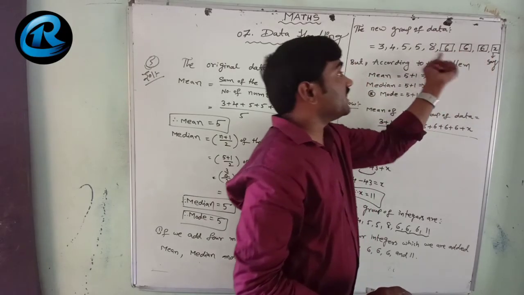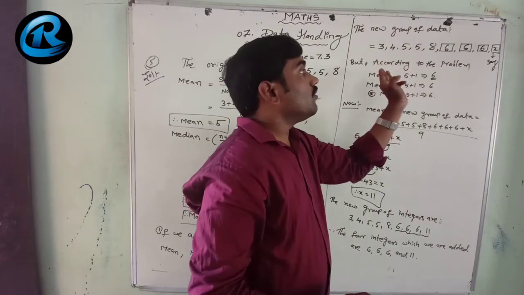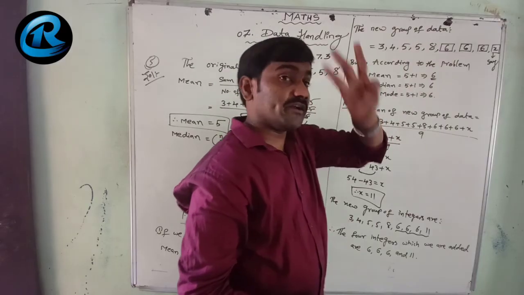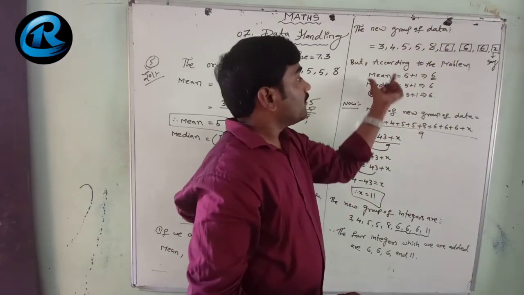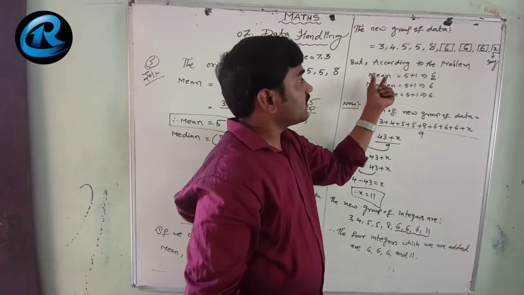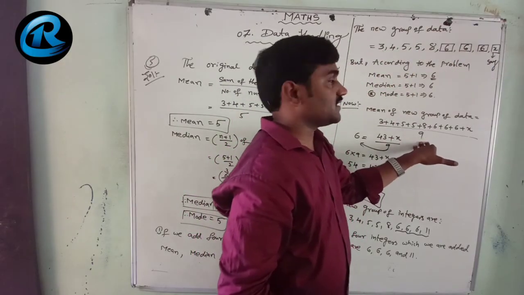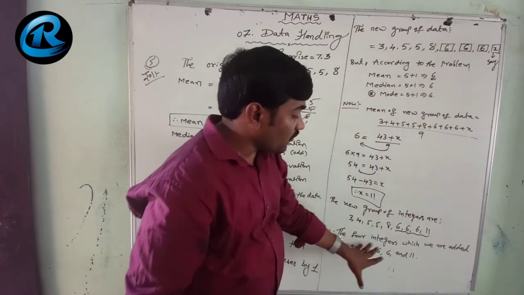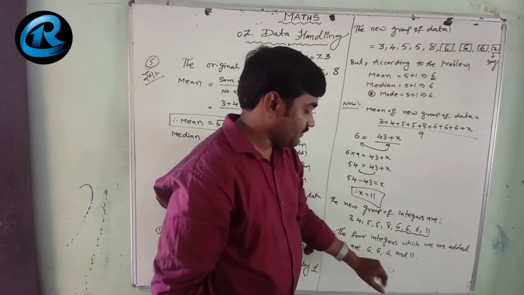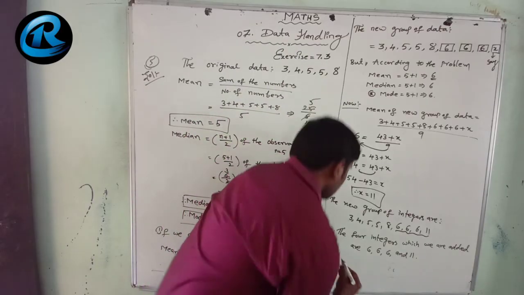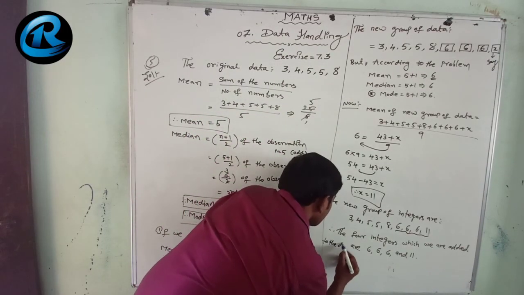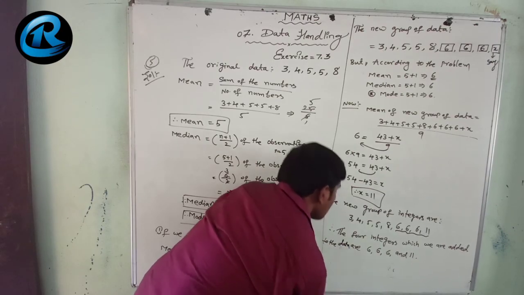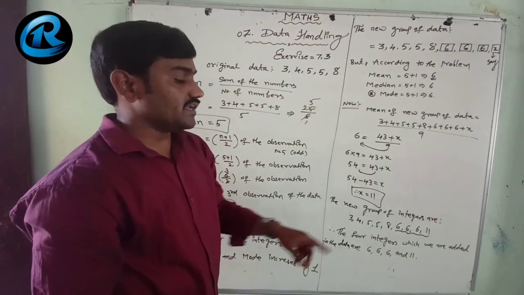The 6 should repeat 3 times. Already 5 is there 2 times, so 6 should repeat 3 times. Then only the mode will be 6. By taking the mean, mean equals the sum of the observations divided by the number of observations. Then you will get one more integer, that is 11. Now these are the 4 integers which we added to the data: 6, 6, 6, and 11.